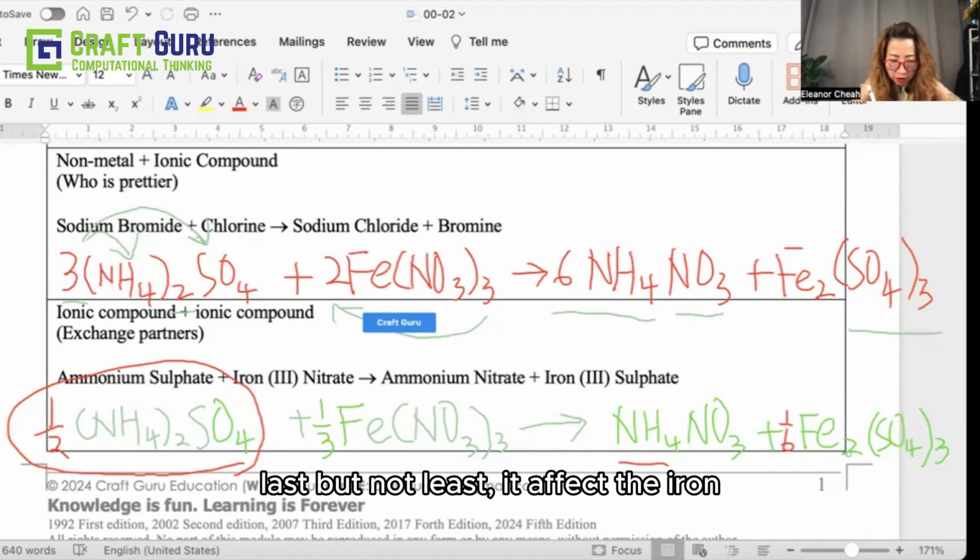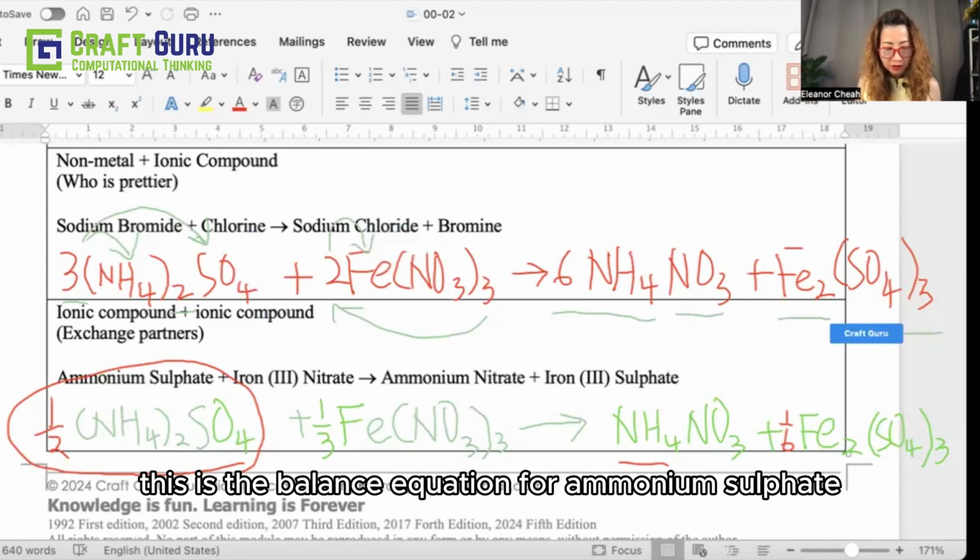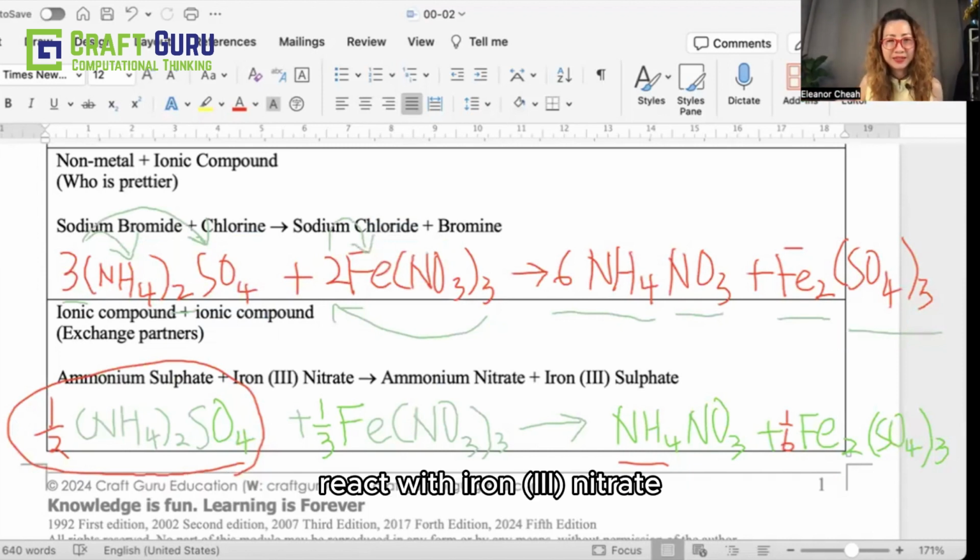Last but not least, it affects the iron. 2 iron. Here we got 2 iron. So this is the balanced equation for ammonium sulfate reacting with iron(III) nitrate.